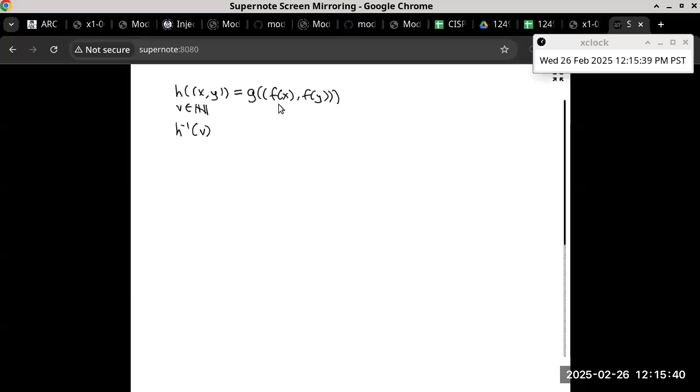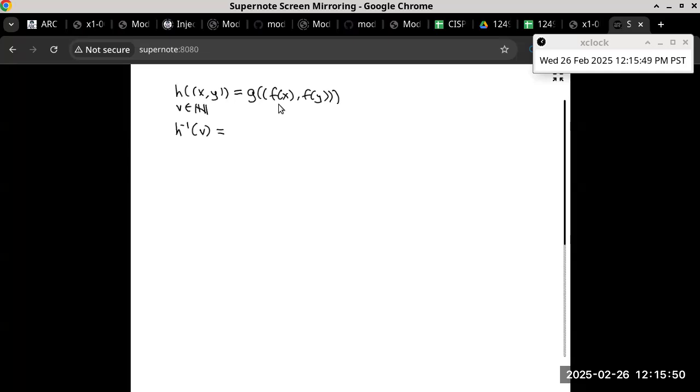Okay, there we go. All right, so we know that H of x, y is defined to be the G function applied to f of x, f of y, put into a two-tuple, and then apply G to the two-tuple. So that much we know already. And now we look at the H inverse of V, and V is an element of the natural numbers. So what is the format of this thing? What is H inverse of V going to give us?